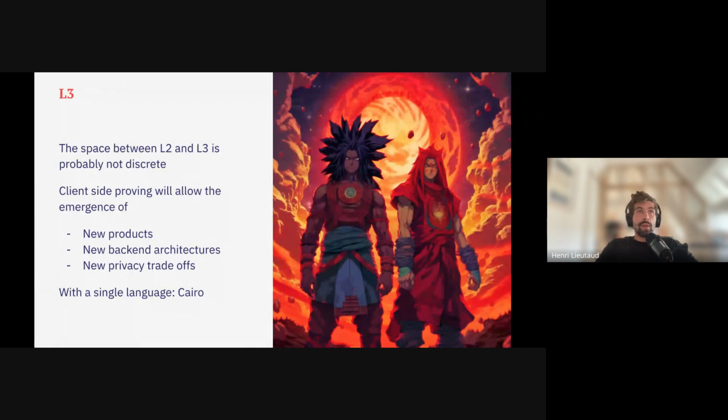Another really interesting thing with L3s is that you'll be able to do a lot of really cool privacy things with them. You'll be able to prove, for example, the correctness of a state transition without disclosing the state. So you'll be able to operate private L3s on top of L2s like Starknet.